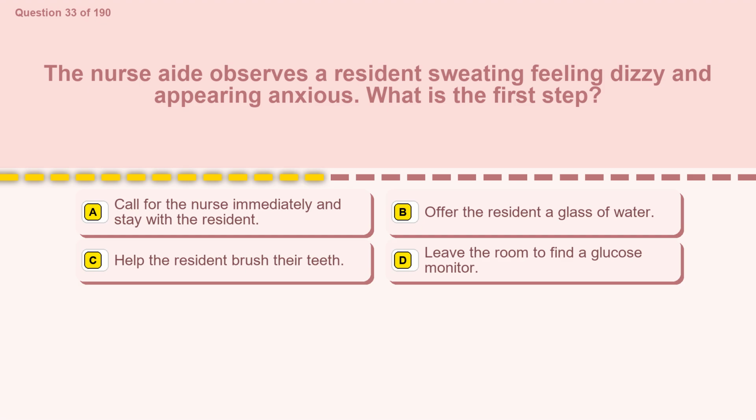Option A. Call for the nurse immediately and stay with the resident. Option B. Offer the resident a glass of water. Option C. Help the resident brush their teeth. Option D. Leave the room to find a glucose monitor.